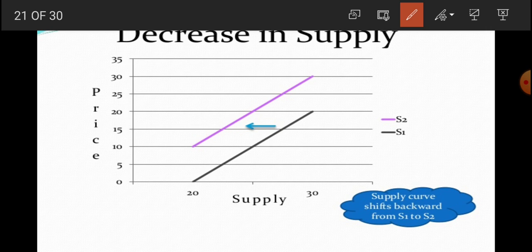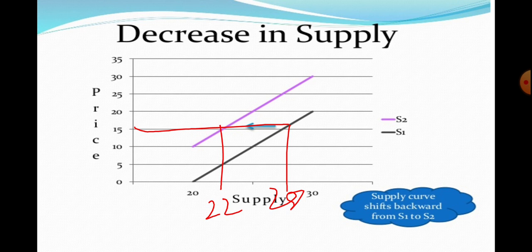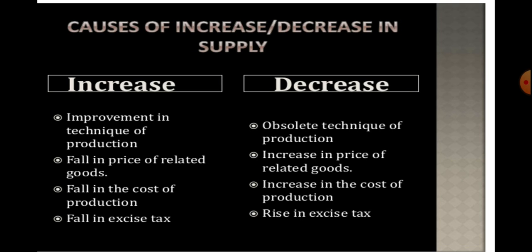जैसे अब हम यहाँ फिर discuss करें, price is 15 and quantity supplied, let it earlier it is 28. Now price remains constant but supply has reduced to 22. This is backward shifting. So what is important to note is that in case of change in supply, the supply curve will shift either upward or downward. It will shift forward or upward when there is increase in supply, and shift backward when there is decrease in supply. Clear, beta? Now we will discuss the causes of increase and decrease in supply.